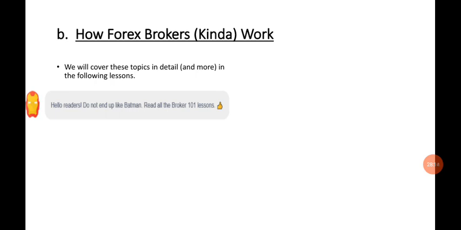So, Iron Man says I should tell all this to you guys. Hello readers, do not end up like Batman. Read all the broker 101 lessons.